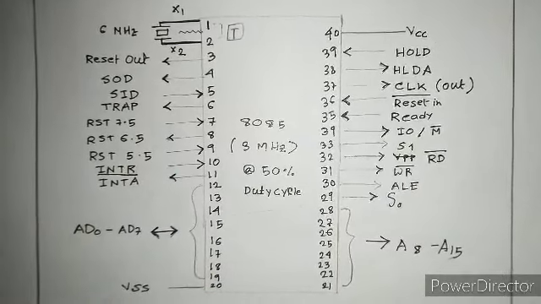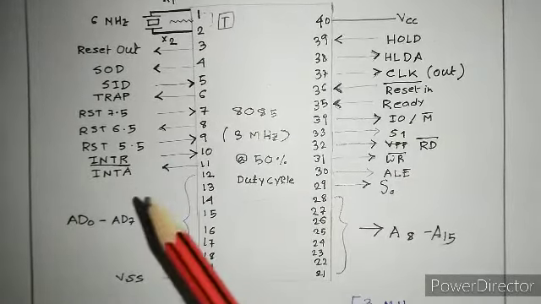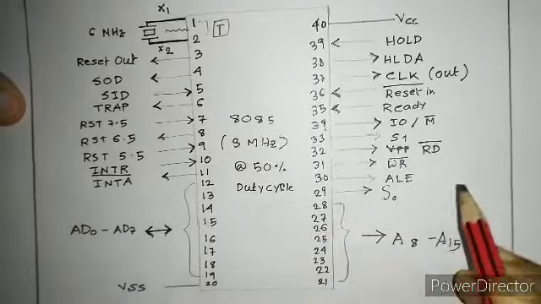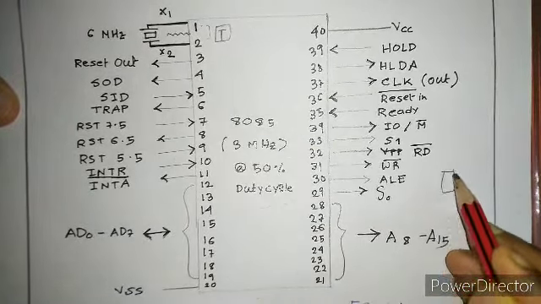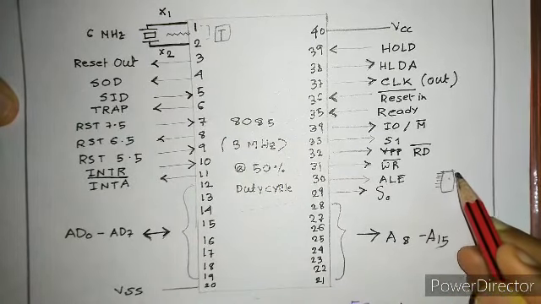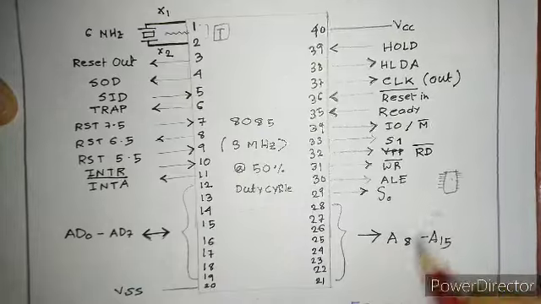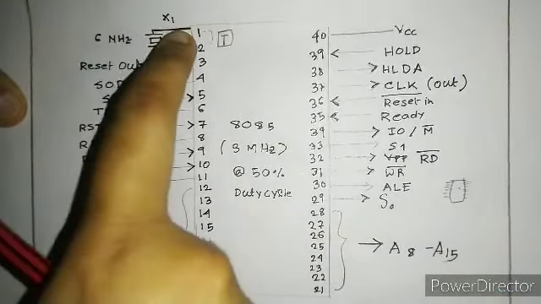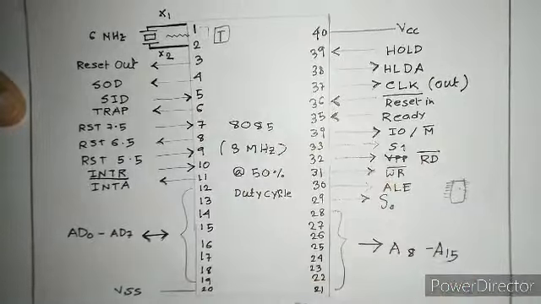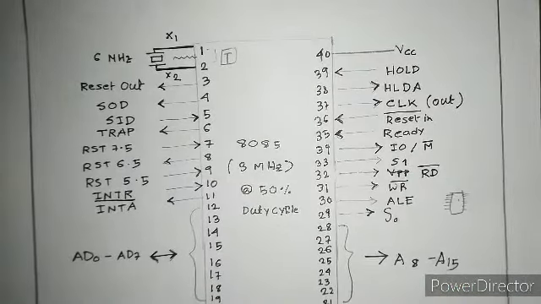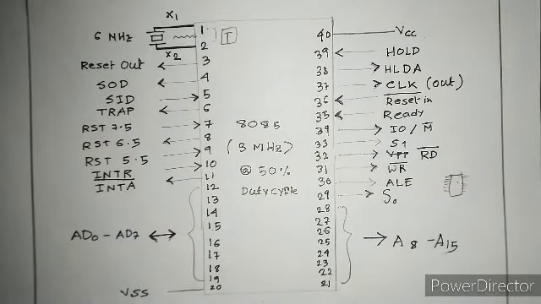I'm sure that all of you have seen the microprocessor, at least in pictures. If this is a chip, there are many pins on both sides. The microprocessor has 40 pins, 20 on this side and 20 on the other side. So what are the functions of these pins?